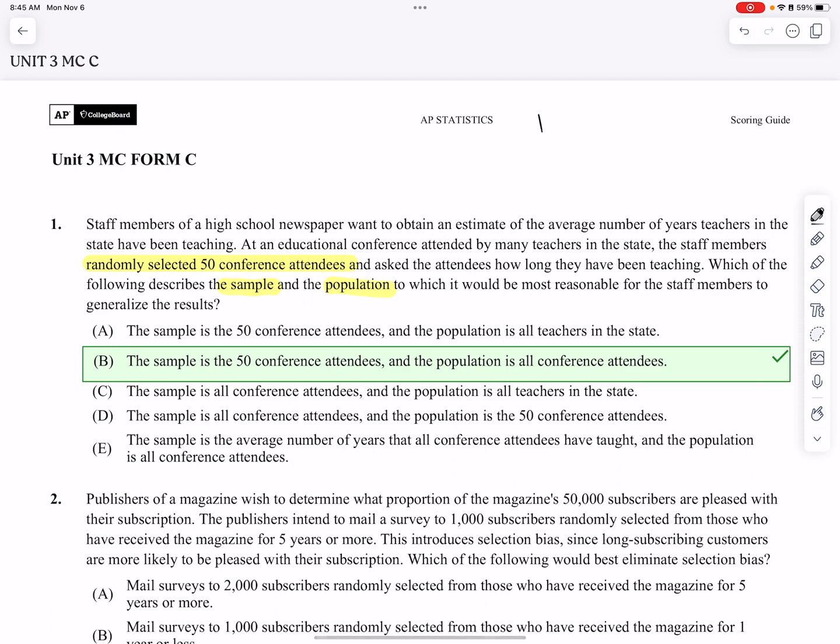Well, remember, the sample comes directly from the population. The sample has to be completely contained in the population. So here's the population, right? And the sample has to be within it. So you have lots and lots of samples within the population. But it tells you right here, that I highlighted, that's my sample. And then the population would be all of the conference attendees, which is letter B.